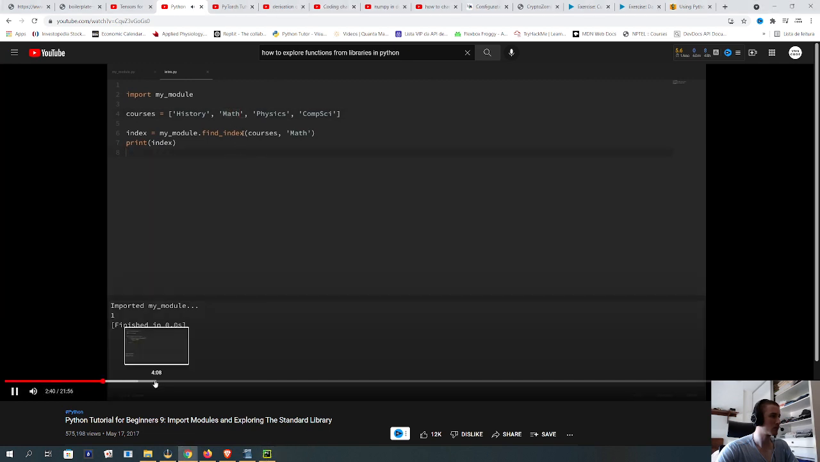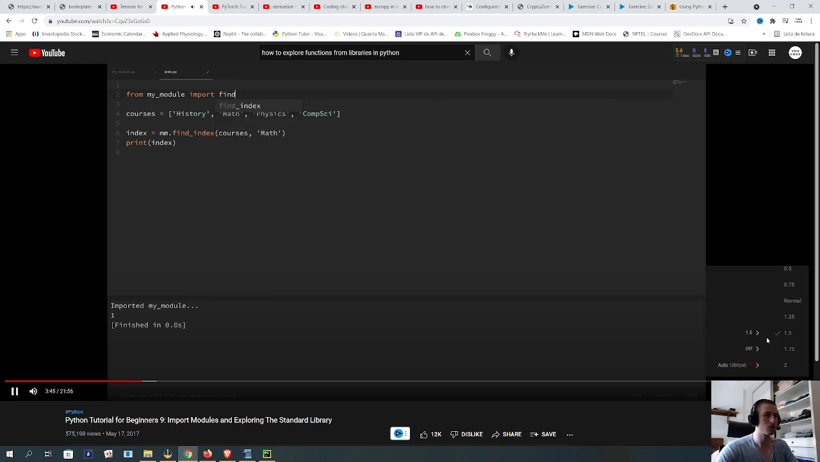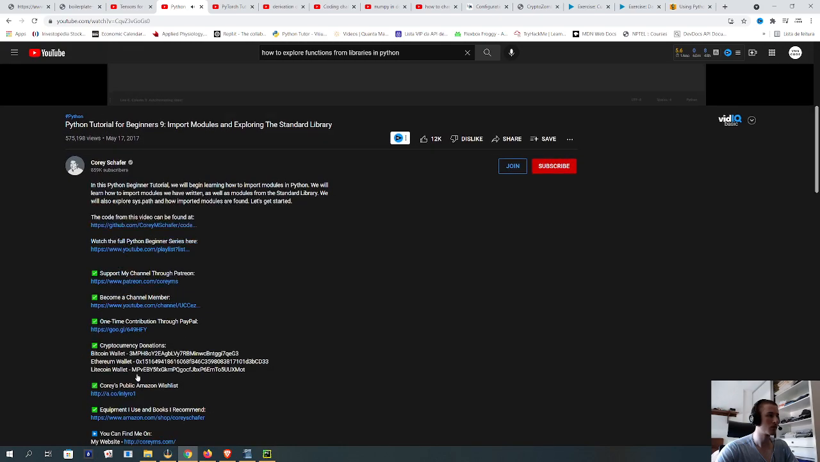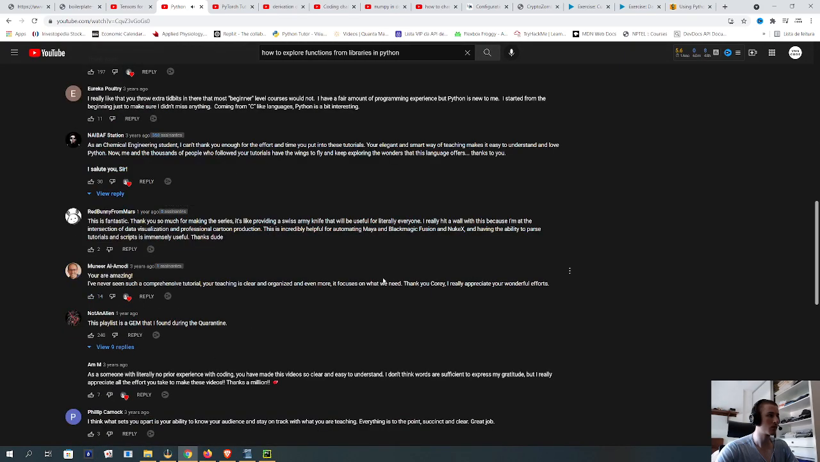Okay, so we're using this import, and then what we want to import from that module. So we want to import findIndex. So now when we use this throughout the code, we can just use that findIndex function anywhere, and that really cuts down on the typing. So now we can save that and run it and see that it still works.